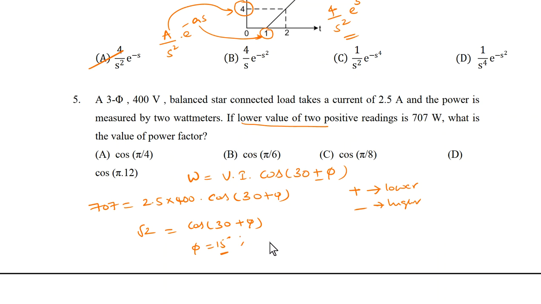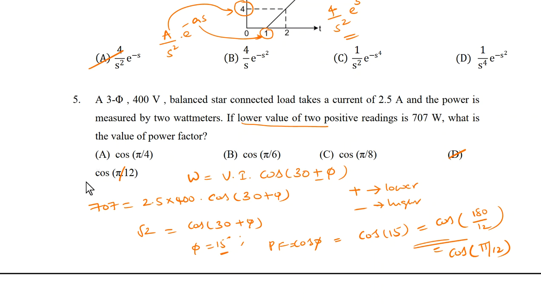Now the power factor is nothing but cos phi. So what is it? Cos 15 degrees, right? Among the options, this will be the right option. D is the right option. Why? Because 15 degrees is pi by 12, since 180 divided by 12 gives 15. Both are the same. So cos pi by 12 we can write. So the answer will be D here.